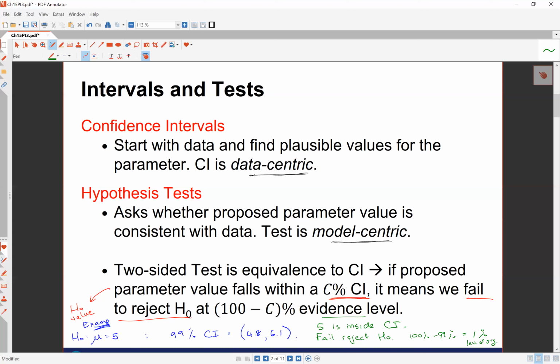So doing a 99% confidence interval is equivalent to doing a two-sided hypothesis test and specifying a 1% level of significance or a 1% evidence level. That's like the equivalent of the burden of proof in a court case, right? That's the specified reasonable doubt level.